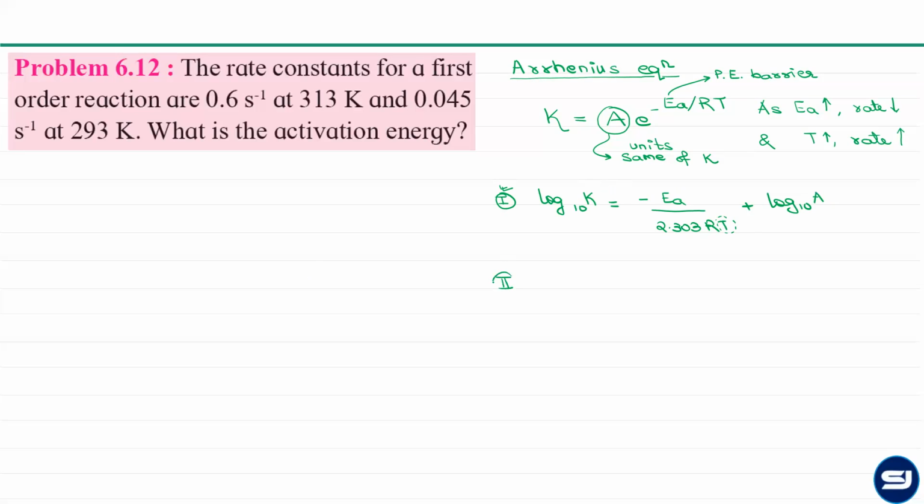And from this same equation we derived an equation for the temperature dependence of reaction rates. So that was log of K2 by K1 to the base 10 equals EA upon 2.303 R into 1 by T1 minus 1 by T2, which is also the slope of this graph, with the temperature T2 selected greater than T1.